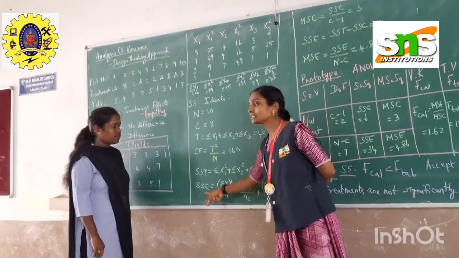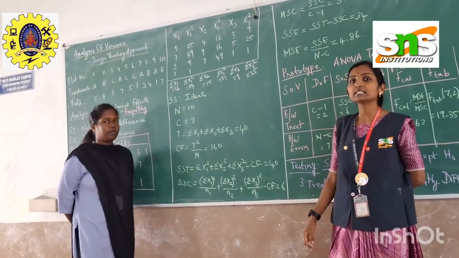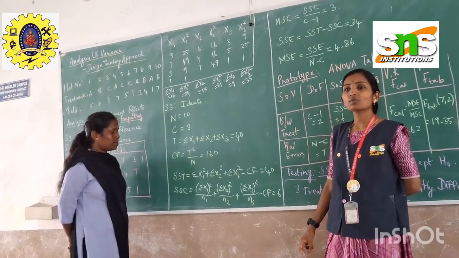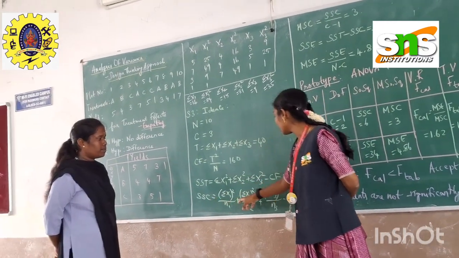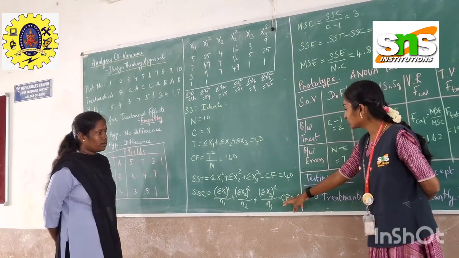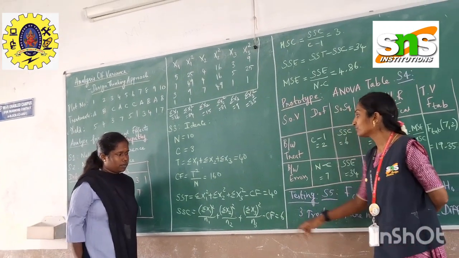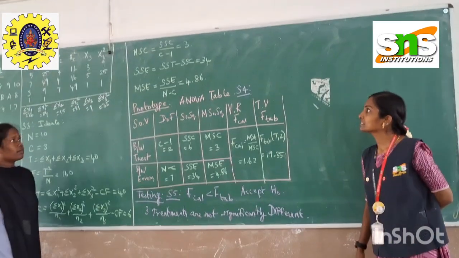The next value is to calculate SSC. What is SSC? Sum of the squares of the columns. Columns are nothing but the treatments here. This is the formula to find the value of SSC, and the correction factor is also reduced here. So the value of SSC is calculated.